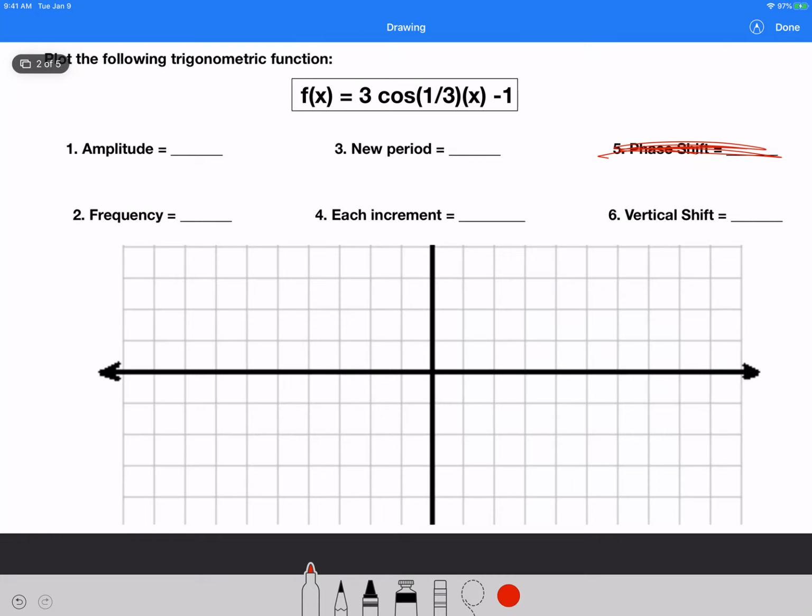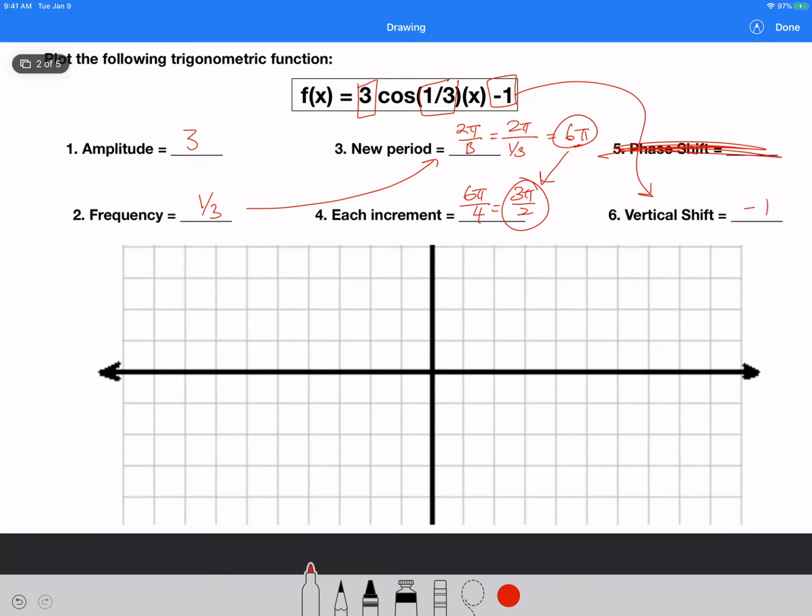The amplitude here is always identified by the first number in the trigonometric function. The frequency here would just be 1 over 3 because that's the value in front of the x. The new period formula is always 2 pi divided by b, which means I'm going to be using my answer from the frequency to help solve for this problem, so it's 2 pi over 1 over 3. Dividing by 1 over 3 means multiplying by 3, which means 6 pi. Then each increment is always the new period divided by 4. Therefore, every increment is 3 pi over 2. Vertical shift is the very last component of this graph, which means I'm moving by -1.